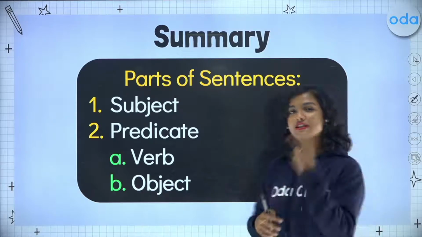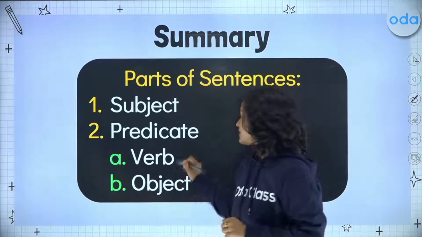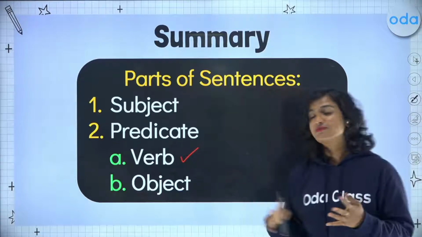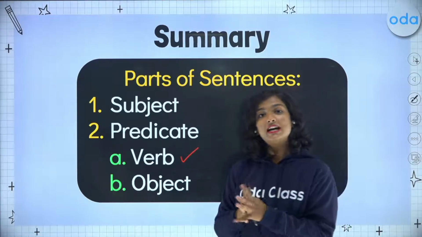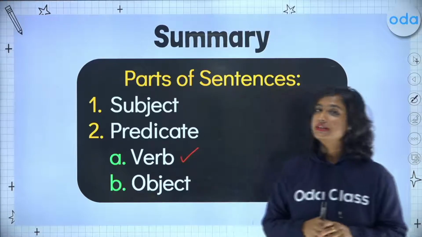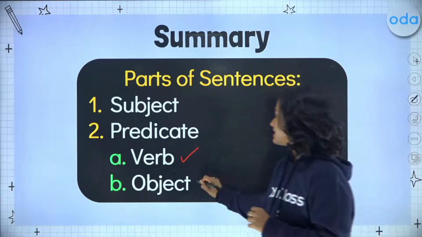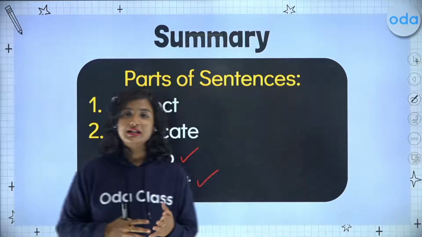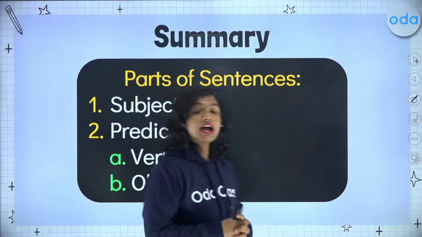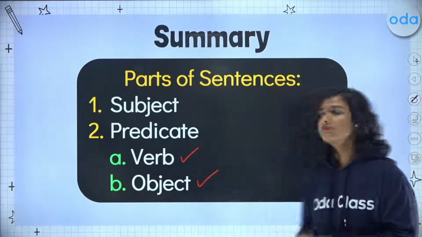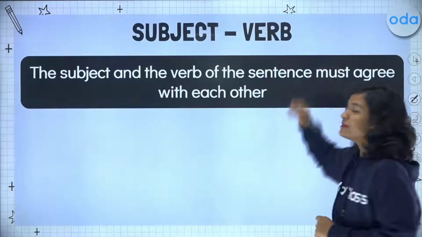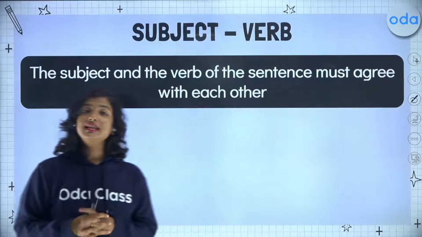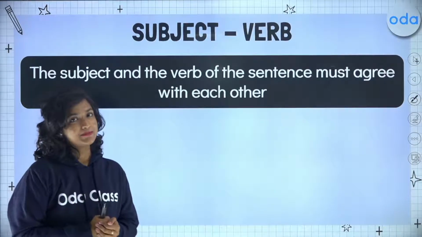The predicate itself is divided into 2 parts. Firstly, we have our verb, which is the action word. Our predicate always starts with the first verb in the sentence. And secondly, we have our object, which is the person or the thing that is affected by the action of the subject. And we learned the most important concept that you have to keep in mind when putting together these parts of a sentence, right?